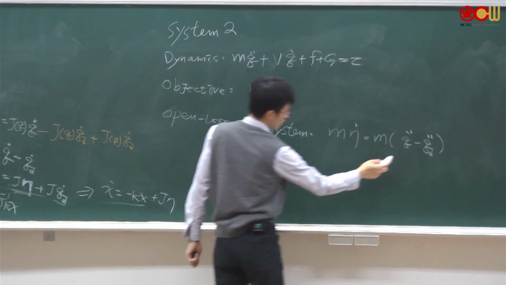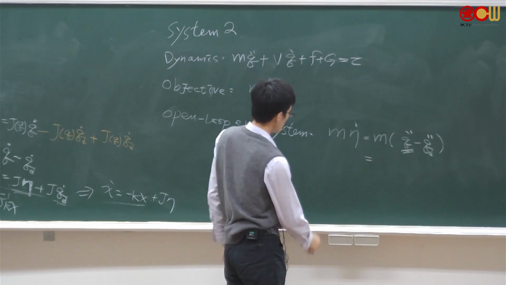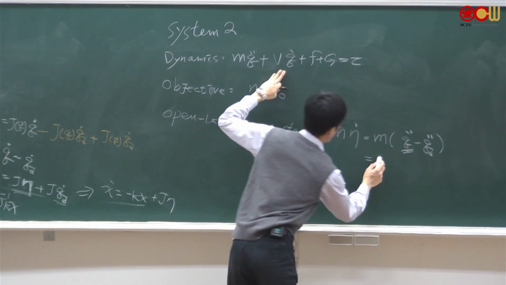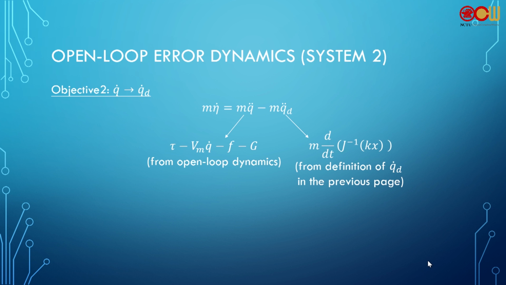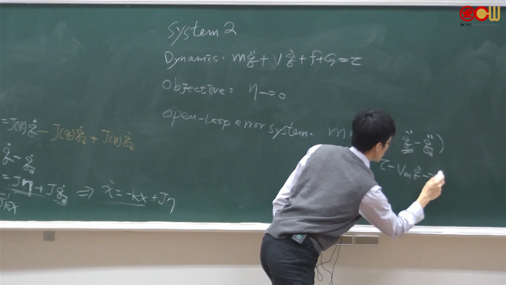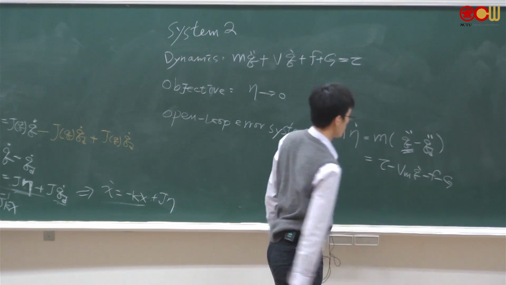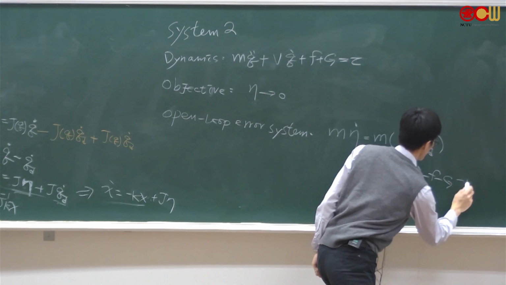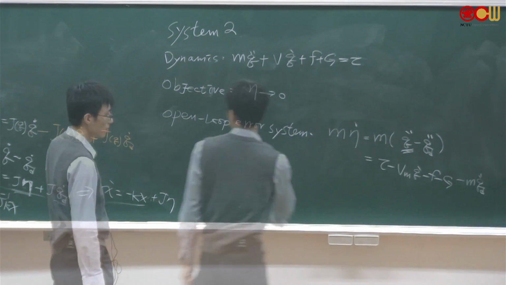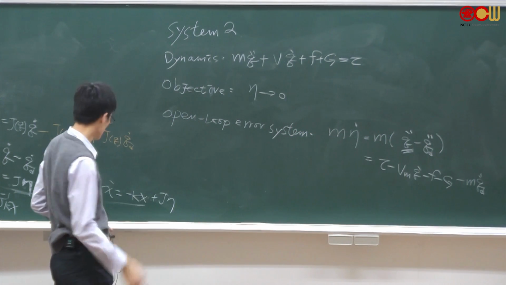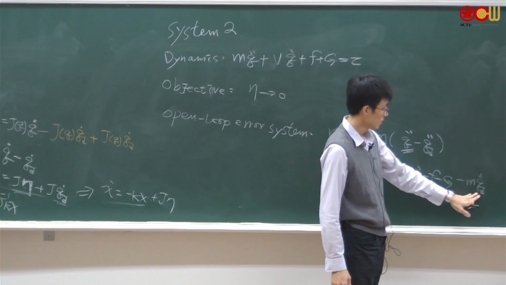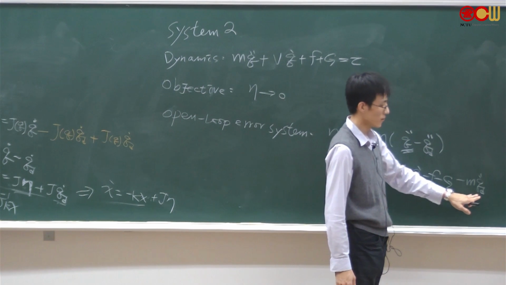And here is the system for control. So M q double dot is, now you can use this equation, which is tau minus V_m q dot minus F minus G, minus M q_d double dot. But different from the previous analysis, the q_d double dot is a defined function again, right?